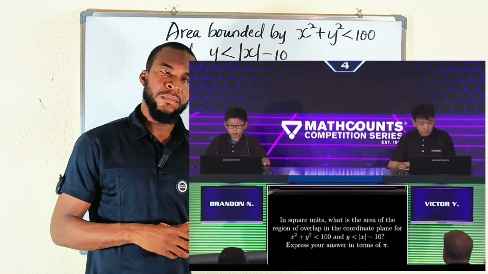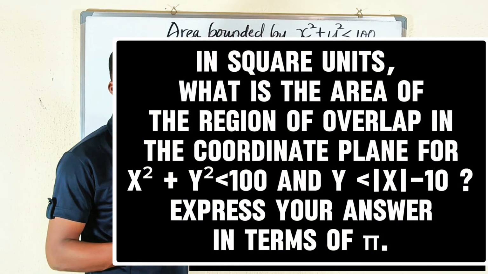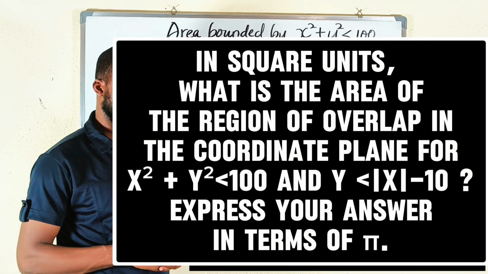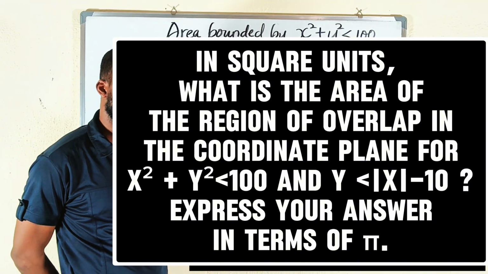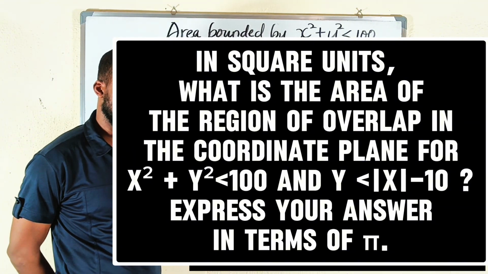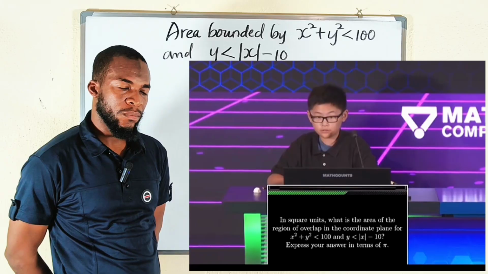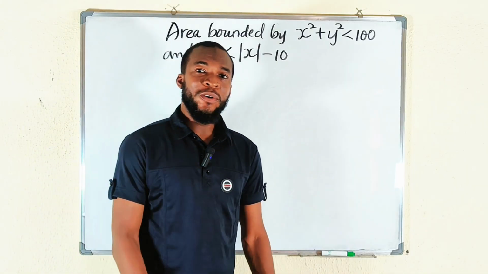In square units, what is the area of the region of overlap in the coordinate plane for x squared plus y squared is less than 100 and y is less than the absolute value of x minus 10? Brandon: 50 pi minus 100. That's the correct answer. All right.